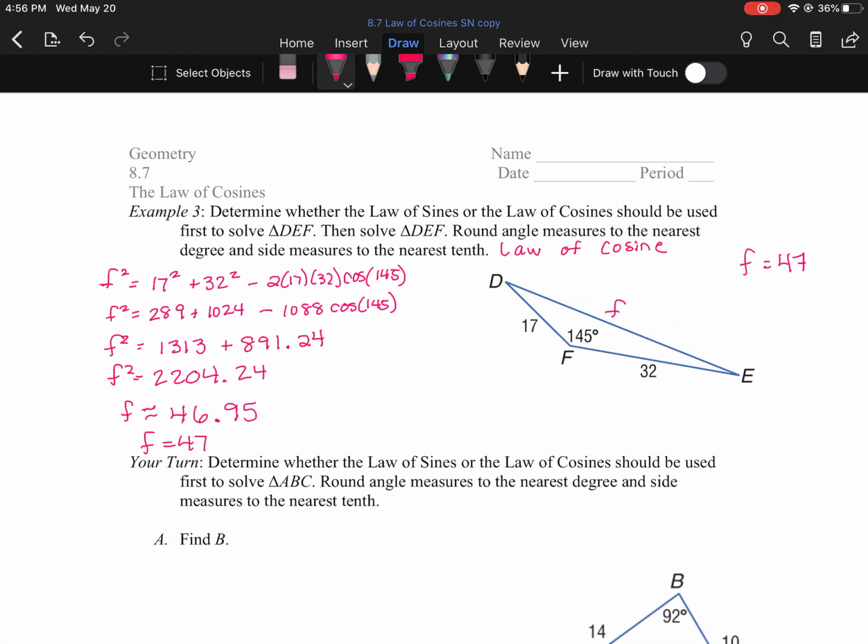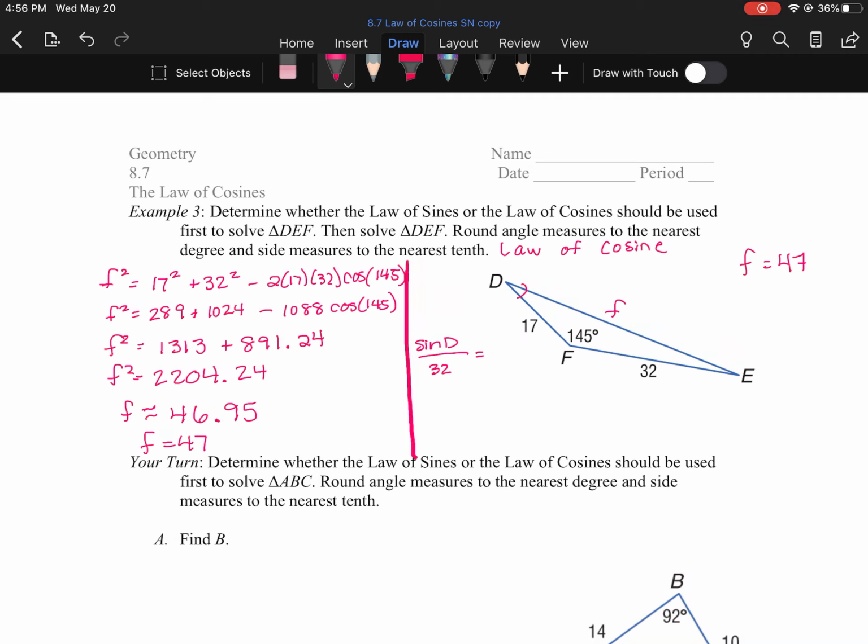Now we have to find angle D or angle E. Just because I used law of cosines for that doesn't mean I have to continue using it. So actually, for me to find either angle D or angle E, I'm going to use law of sines. I'm going to do D first. So I'm going to do the sine of D over 32 equals F, which is 47 over 145.